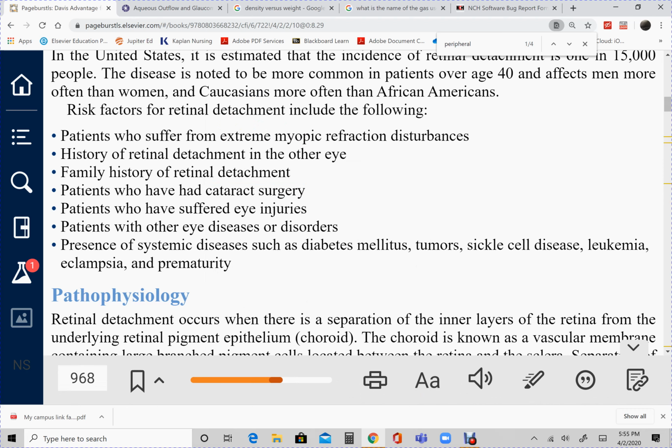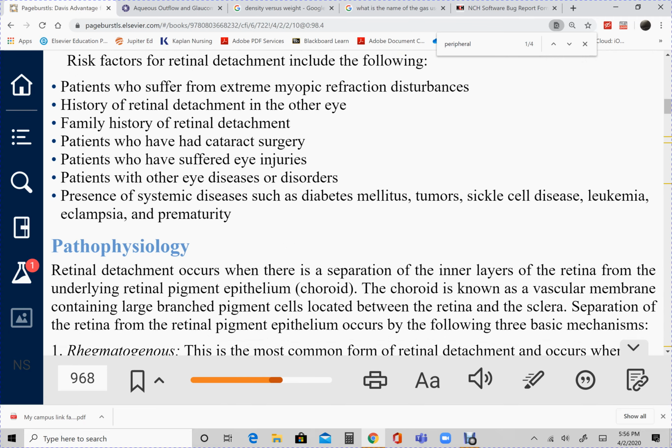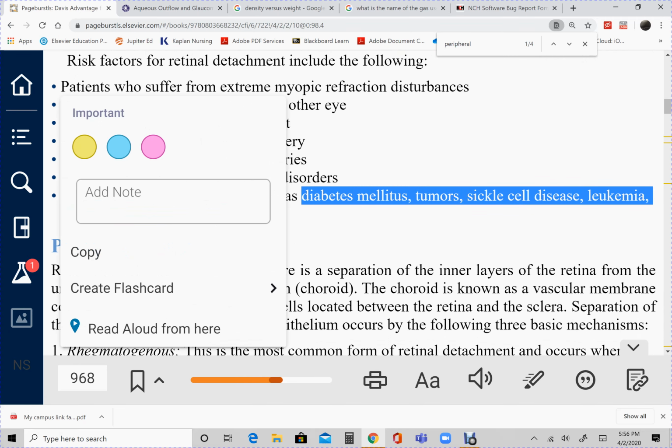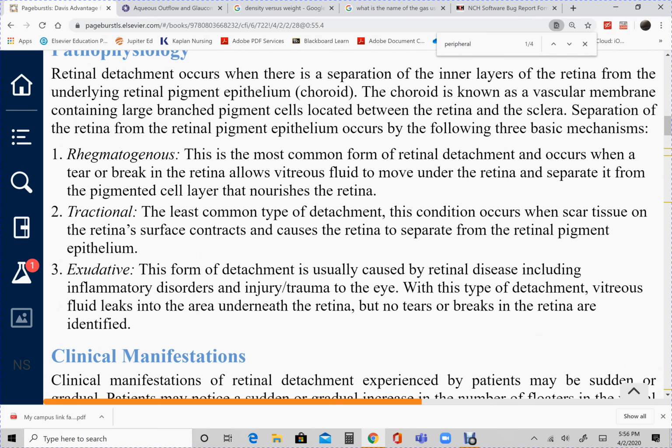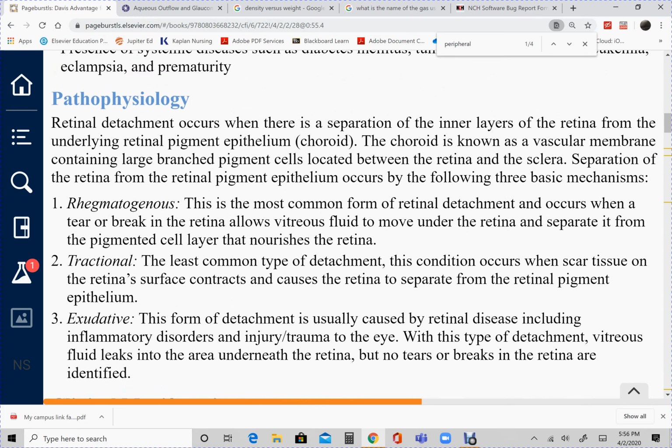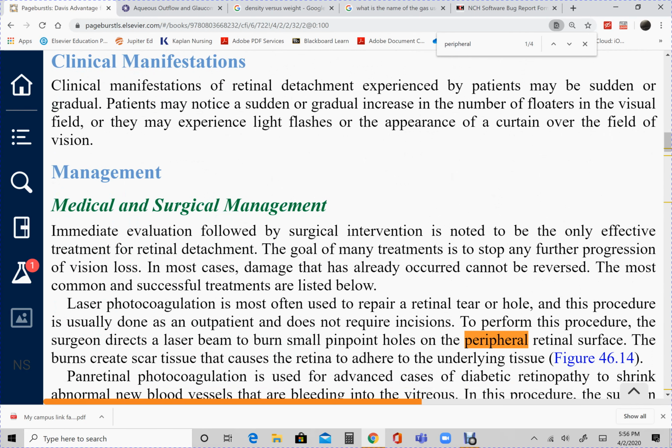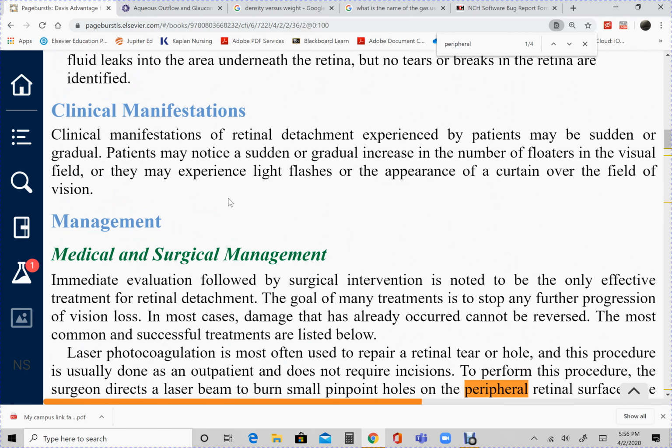Or other trauma, like eye injuries, for instance. I already mentioned myopia can also cause retinal detachment. Other causes are these disorders here. I am not testing the mechanisms, because regardless of how the retina detached, the resulting manifestations and the treatment are the same, so there's no need to really test that.